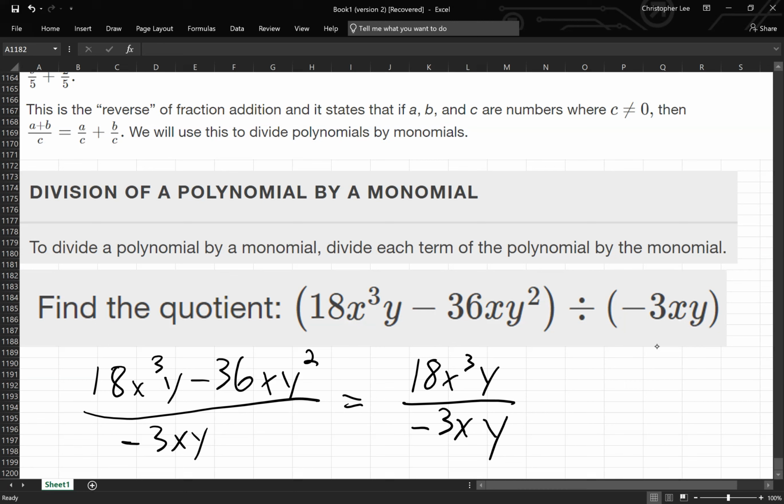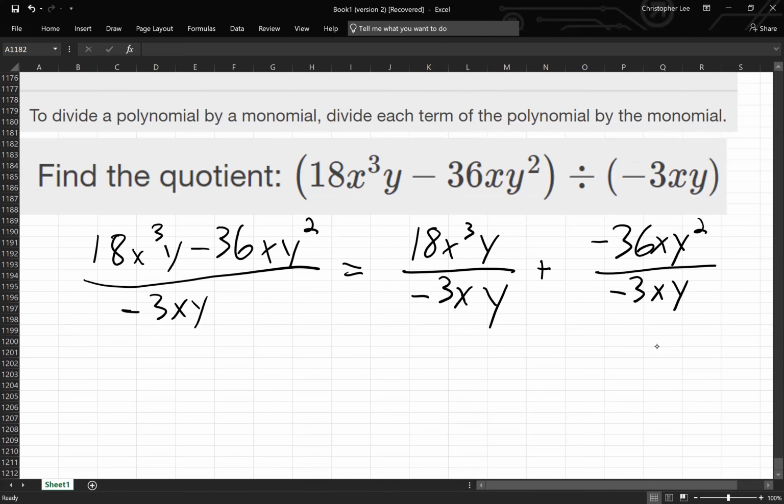All right. And then we're going to do the same thing on the other side. So plus, we're going to have -36xy squared over -3xy. And let's see what happens. Now, a positive divided by a negative, we know is a negative. 18 divided by 3, what's that? That's 6, right? And then x to the third divided by x is going to give me x to the second, and the y's will cancel out. This will be part of my answer.